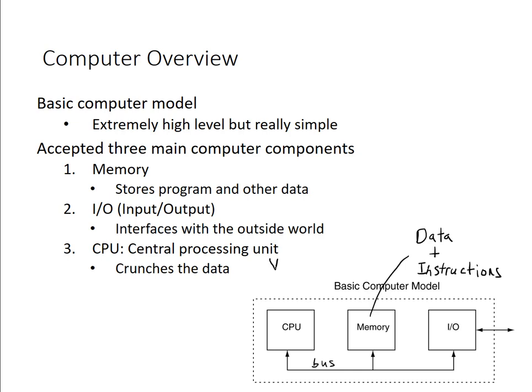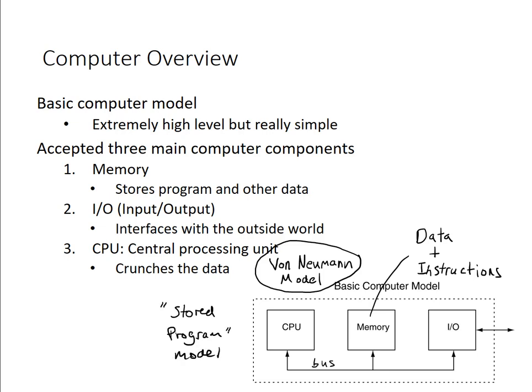This is called the von Neumann model, named after a really important person who did a lot of initial research on the computer. This is also sometimes called the stored program model. The final box here that's connected over the bus or the interconnect is I/O, and we'll talk more about this later. This is how we interface with the outside world with input and output.